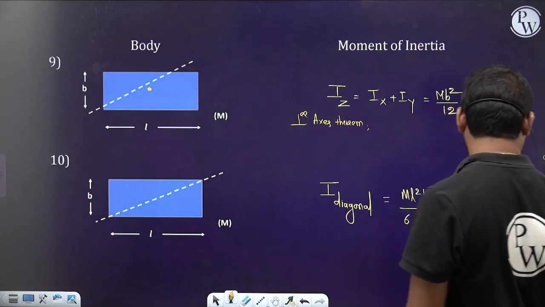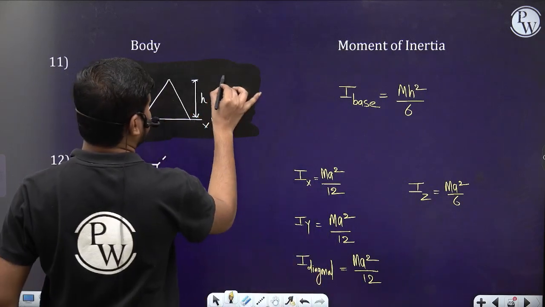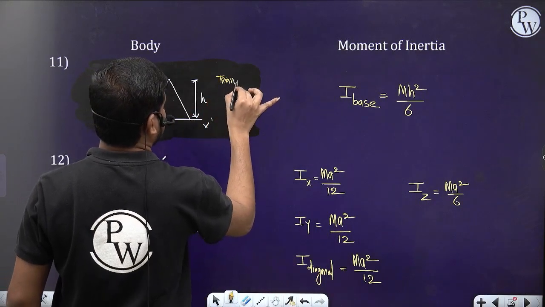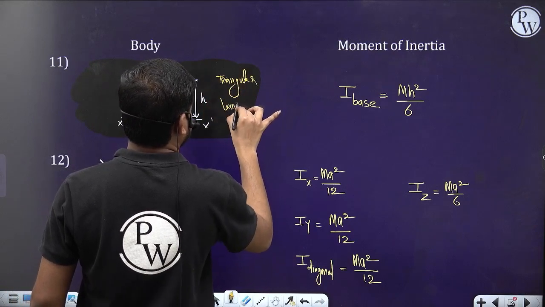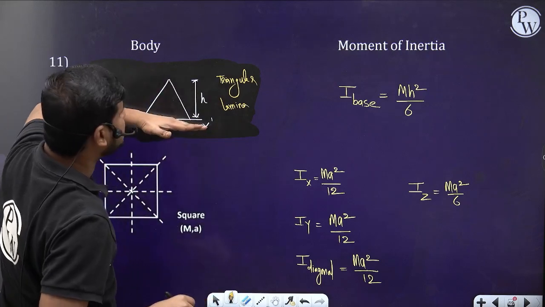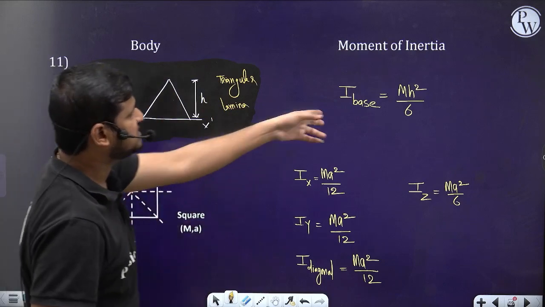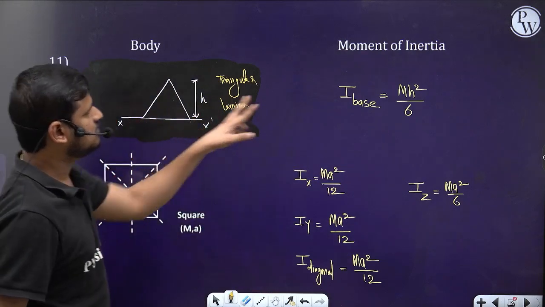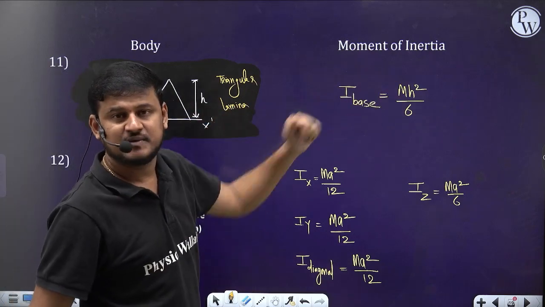Okay, chalo. Now this is the triangular lamina, which is of height h. If you need the moment of inertia about its base, its height is h, so it is m h square by 6. Its total moment of inertia about its base will be m h square by 6.